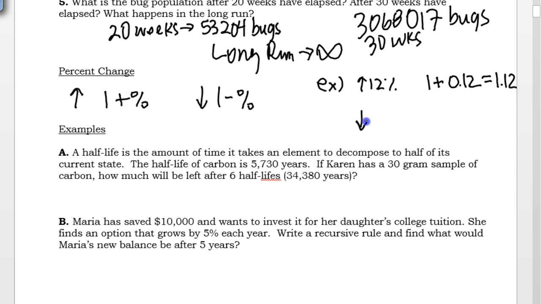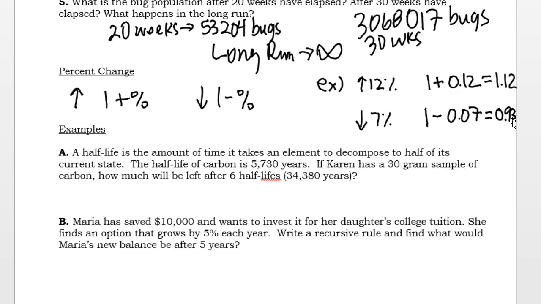Or say I'm decreasing 7%, I would do 1 minus 7% as a decimal. Remember, we just moved that decimal point 2 places. So 0.93 would be my change. Okay, I have 2 little examples.